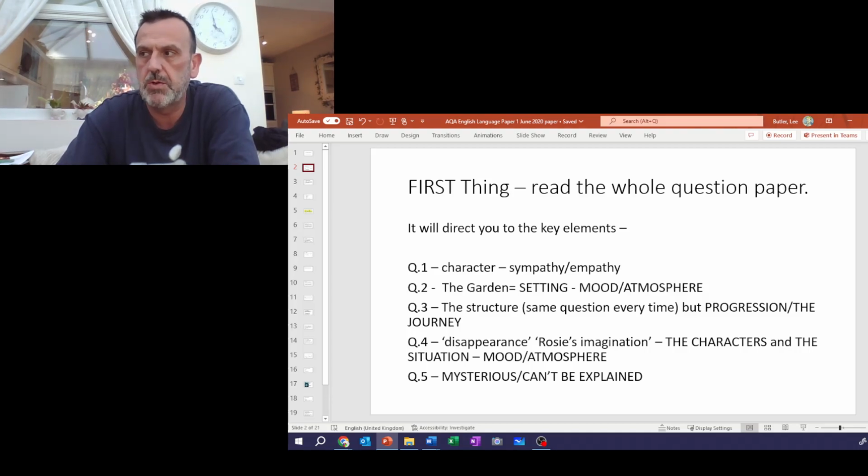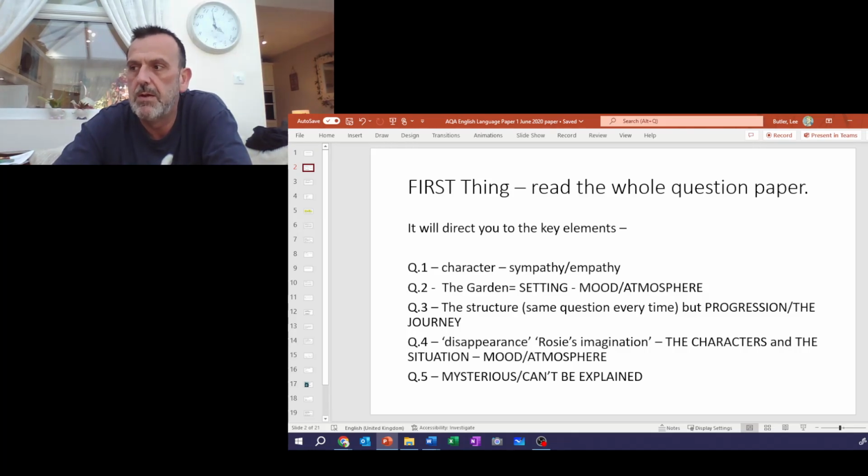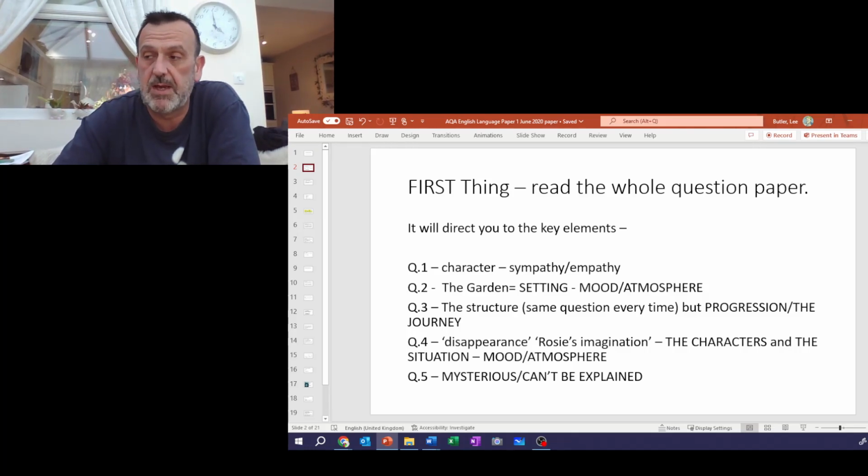So obviously, the question was about character, so there is some element of sympathy or empathy. We then get the garden, so we've got setting, which immediately means mood and atmosphere are going to be part of it. And in the structure, there is going to be some form of journey or progression. We've already seen there's a character and a setting, which there will be in nearly every paper, but the emphasis on it probably suggests there is going to be some movement within the setting. And then you immediately get that word disappearance and Rosie's imagination. That should give you a clue as to what the mood and atmosphere is, which is fundamentally mysterious. And look, the words mysterious and cannot be explained are in question 5.